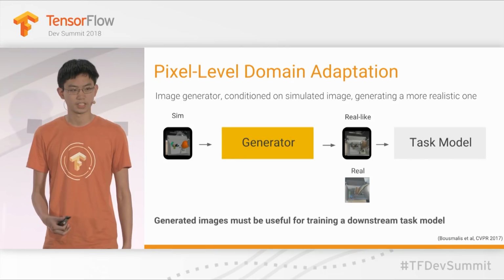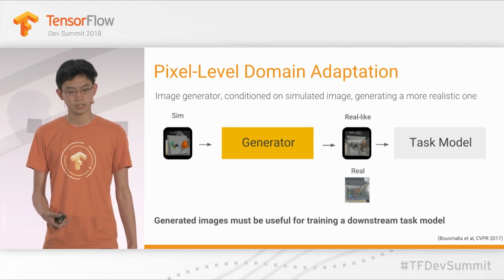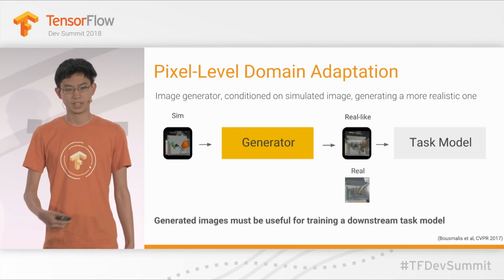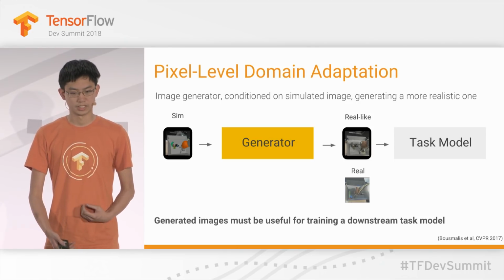Now, pixel-level methods approach the problem from a different point of view. Instead of trying to learn domain invariant features, we're going to try to transform our images at the pixel level to look more realistic. So what we do here is we take a generative adversarial network, we feed it an image from our simulator, and then it outputs an image that looks more realistic.